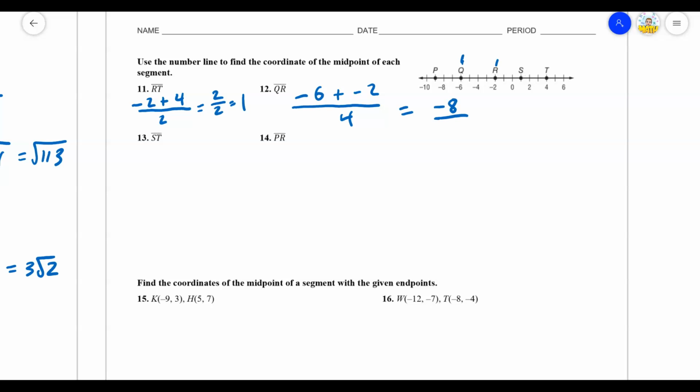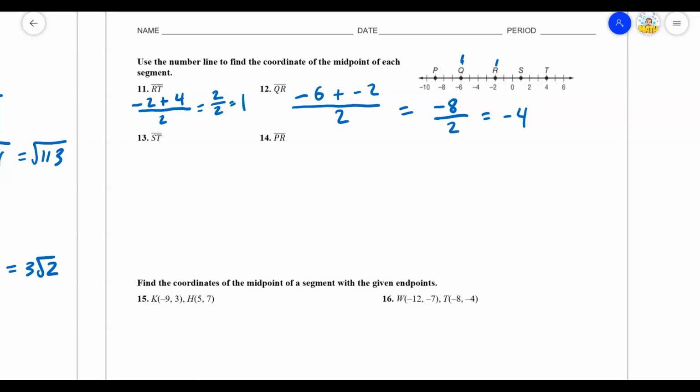If you came up with something different from that, oops, this is not divided by 4. It should be divided by 2. Sorry about that. If you came up with something different, negative 6 plus negative 2, we need to work on adding and subtracting integers. Okay, negative 6 plus negative 2 is negative 8, and then we always divide by 2. So negative 8 divided by 2 is negative 4.